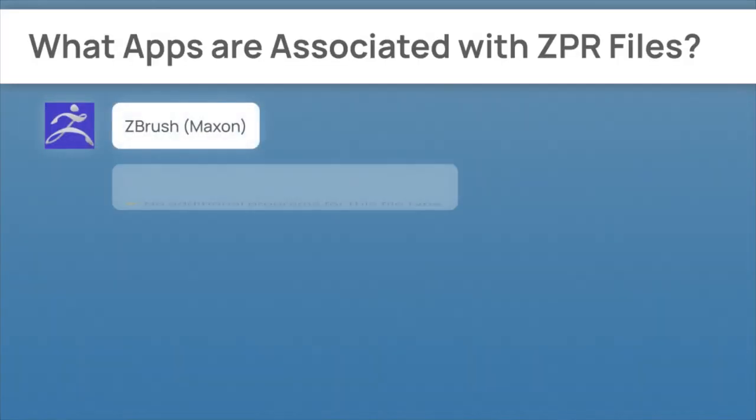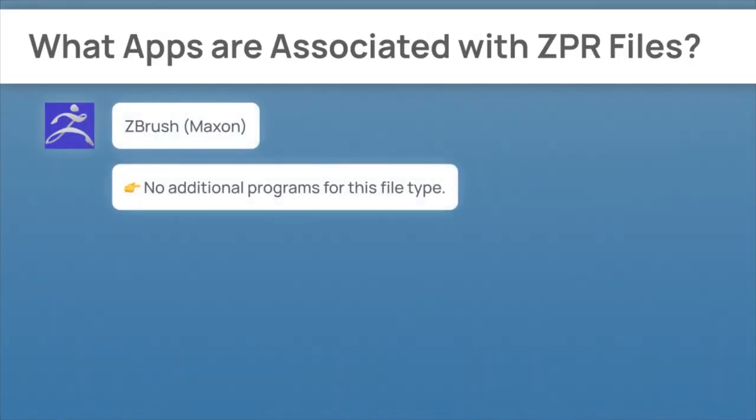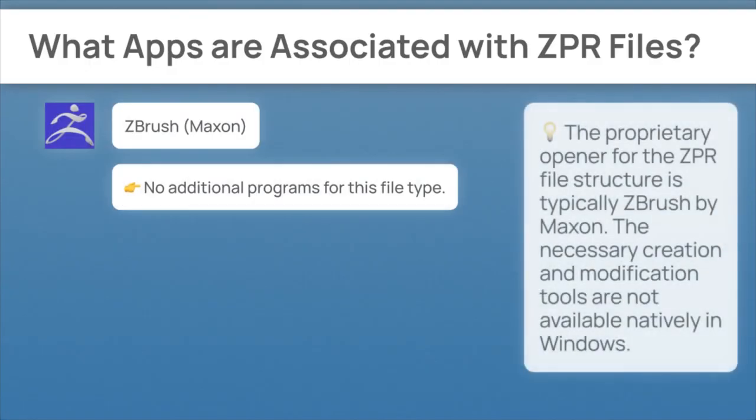The software default for the ZPR file type is the solution provided by Maxon ZBrush. The necessary creation and modification tools are not available natively in Windows. Windows lacks advanced 3D interpretation, so proper inspection requires dedicated engineering programs.